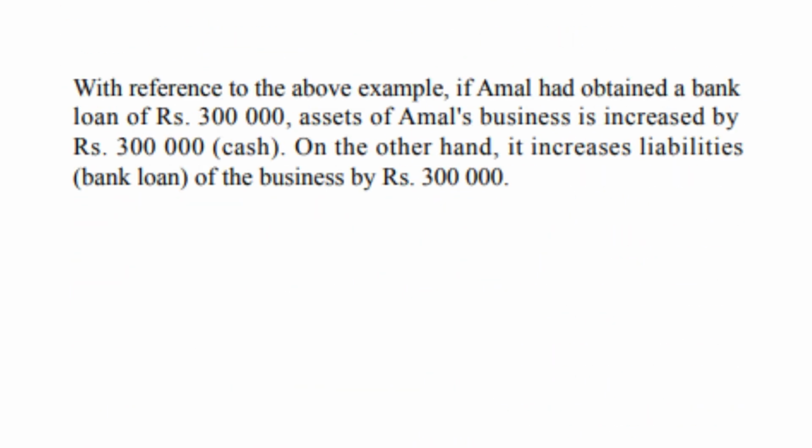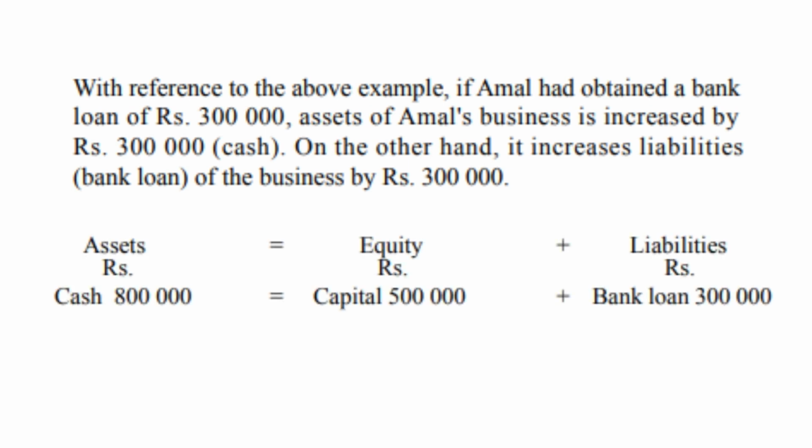Then if Amal had obtained a bank loan of Rs 300,000, the assets of Amal's business increase by Rs 300,000. On the other hand, it increases liabilities, the bank loan of the business, by Rs 300,000. Accordingly, the accounting equation including the second transaction is now depicted as assets equal equity plus liabilities. Cash 800,000 equals capital 500,000 plus bank loan 300,000.